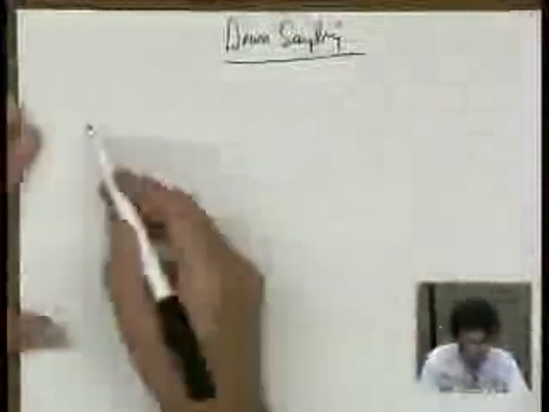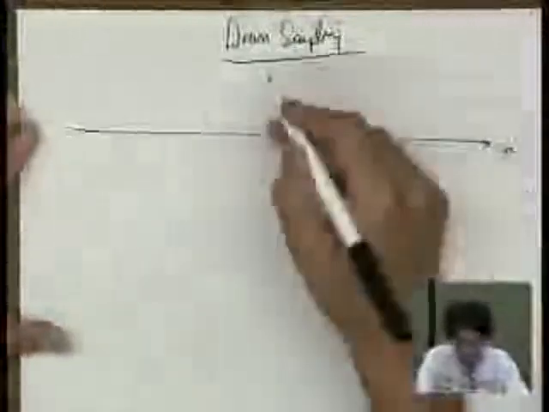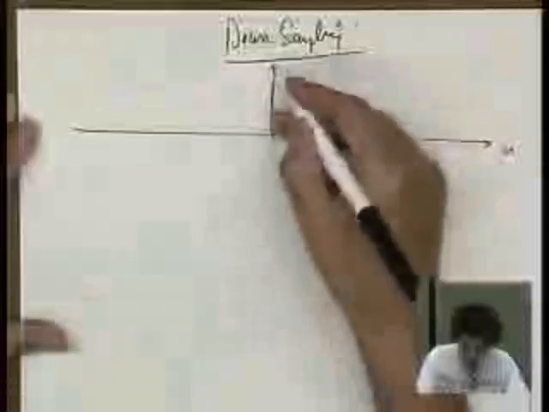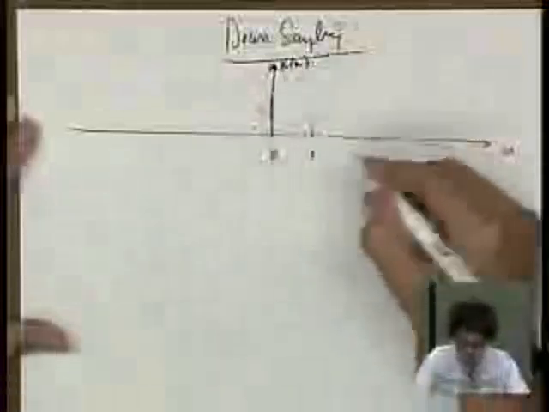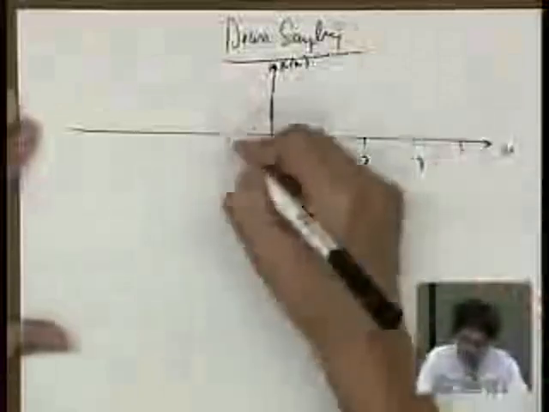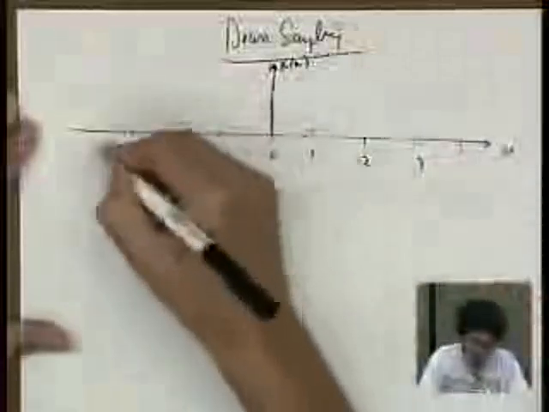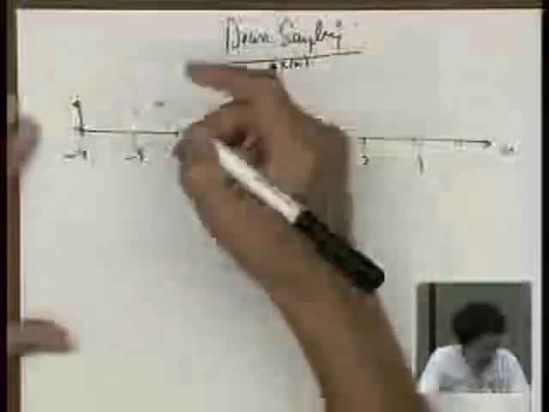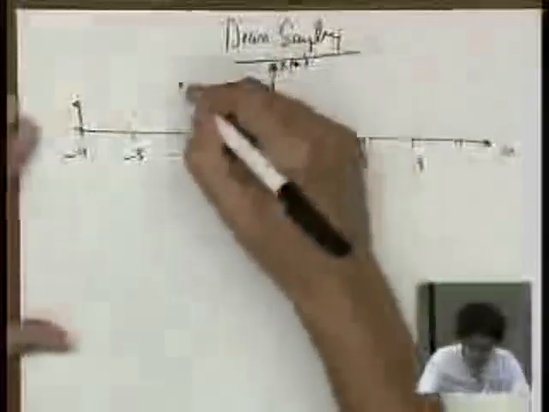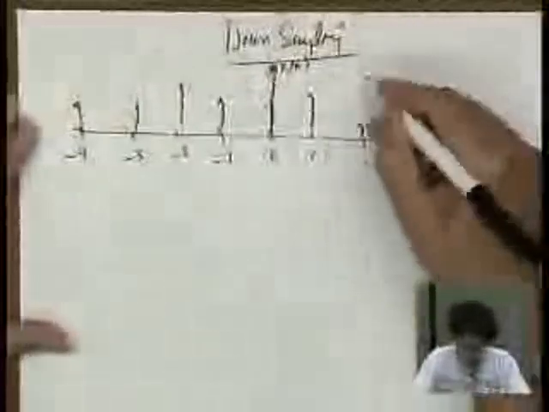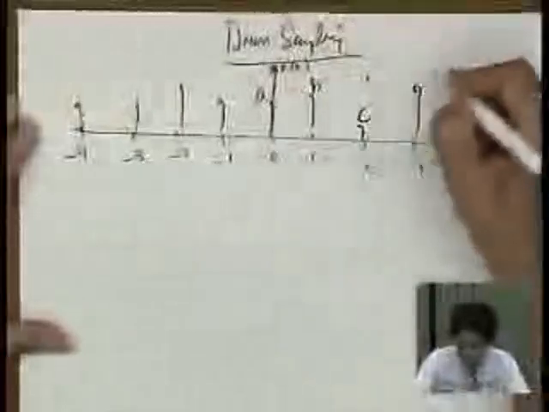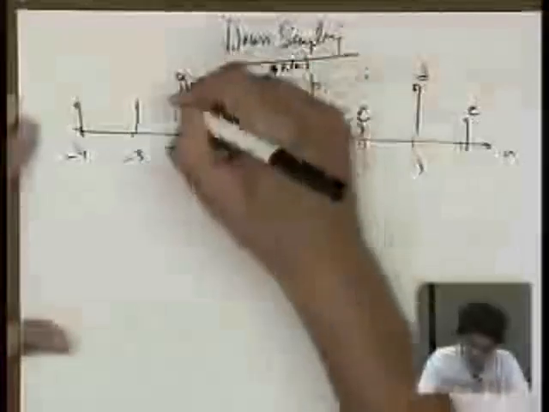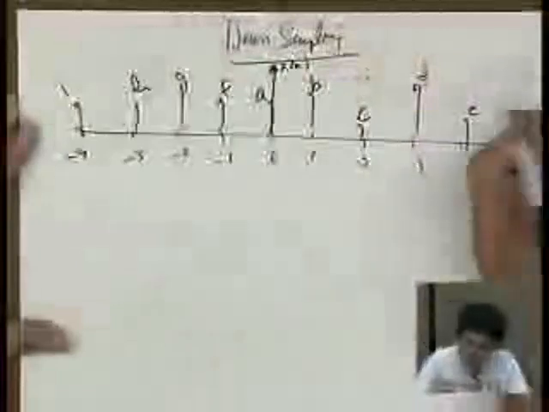So what does downsampling first mean, and why do we care about it? Let me just tell you what it is, and then see if you can guess as to why it's of any use. I have a signal x of n. It's a discrete time signal. It takes on values like this. It takes on the height values A, B, C, D, E, F, G, H, I, etc.